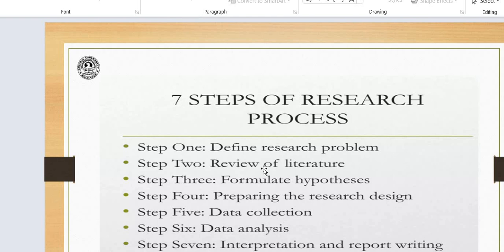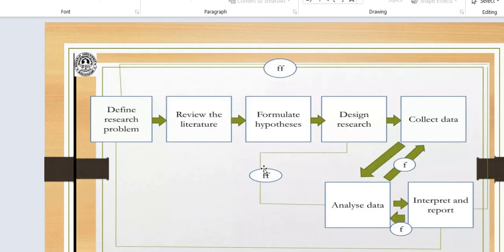Step 1, define the research problem. Step 2, review of the literature. Step 3, formulating hypothesis. Step 4, preparing the research design. Step 5, data collection. Step 6, data analysis. And step 7, interpretation and report writing.